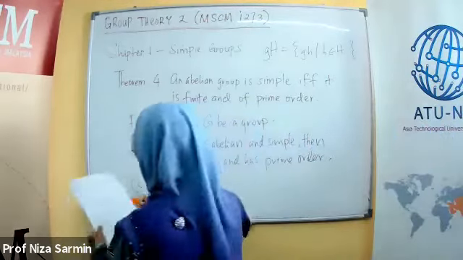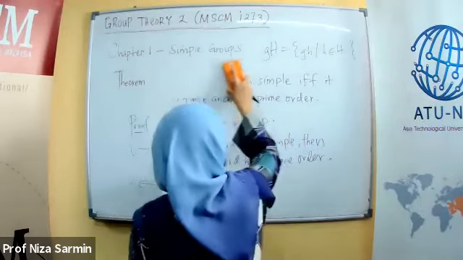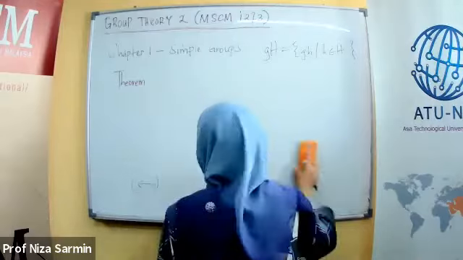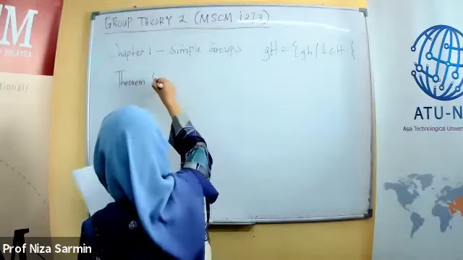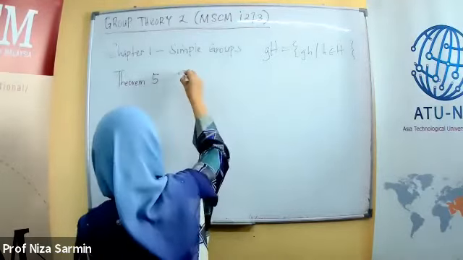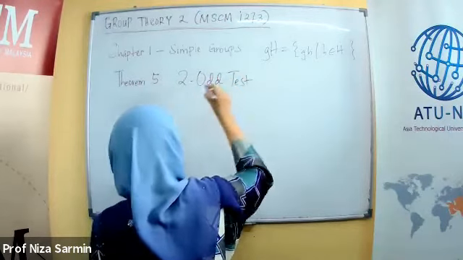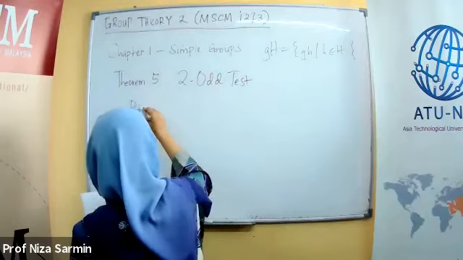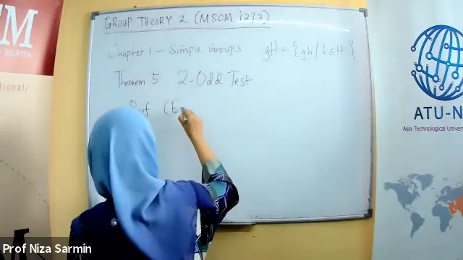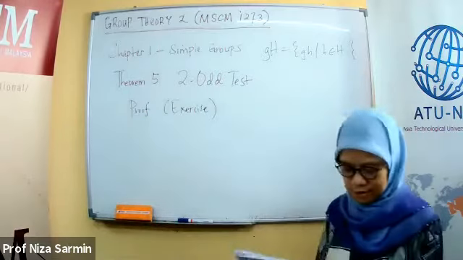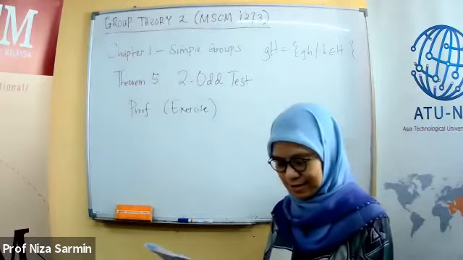Now, next is theorem 5. Theorem 5 said 2 or less. Proof. There's another one that you need to find.